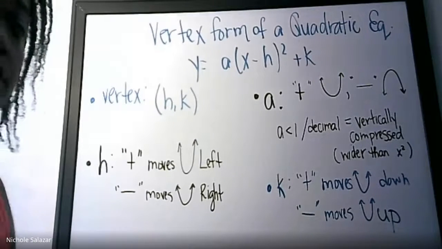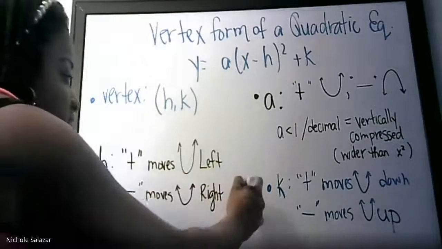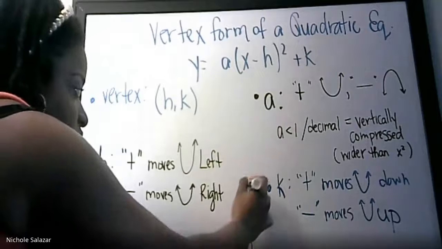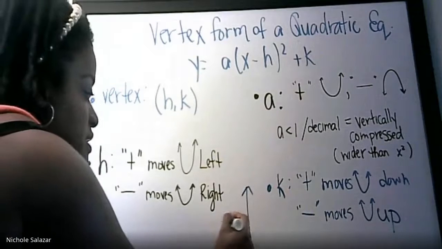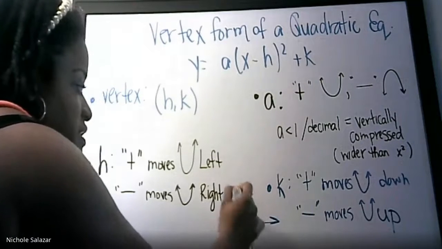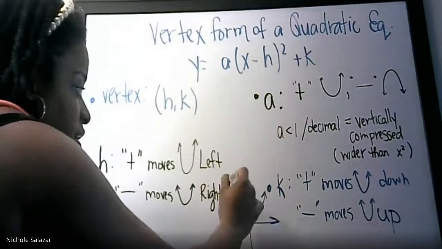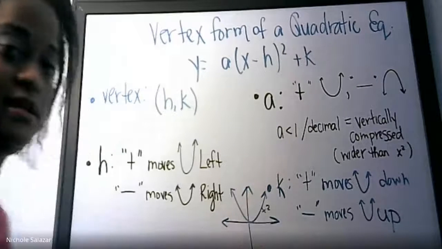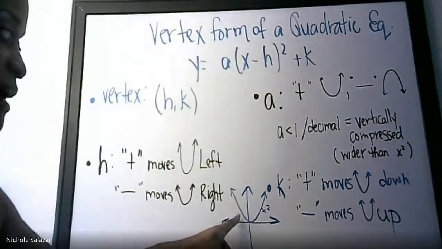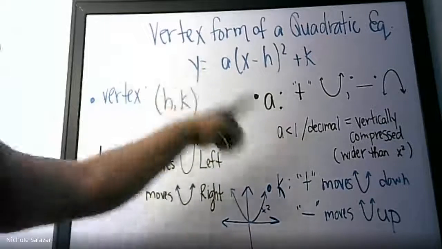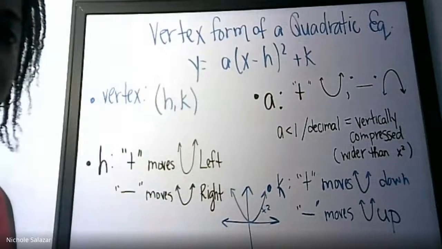Remember that parent graph of x squared? It looks something like this. And this is really crude, I'm sorry. But let's say this is your graph of x squared. Okay, that's x squared. Right? So this is the parent graph. And all of these parameters move it.